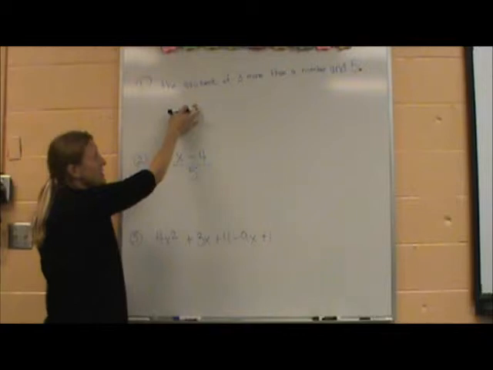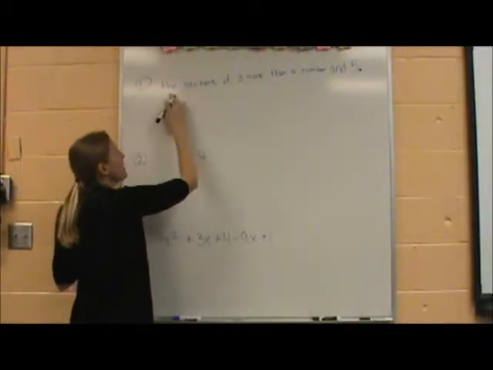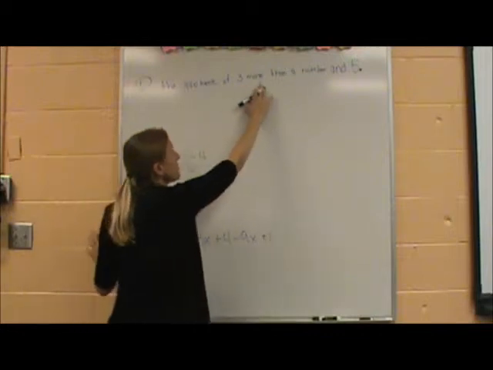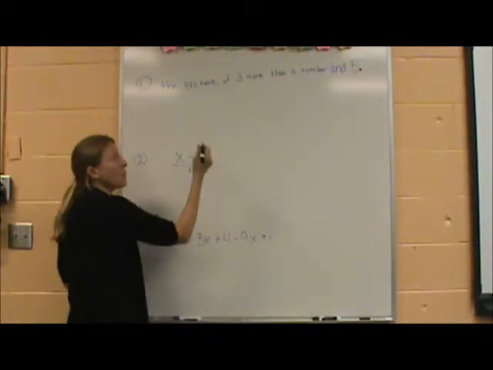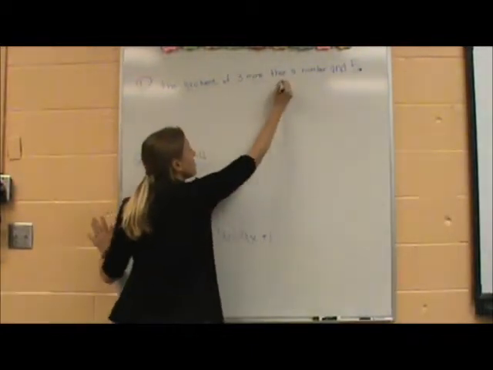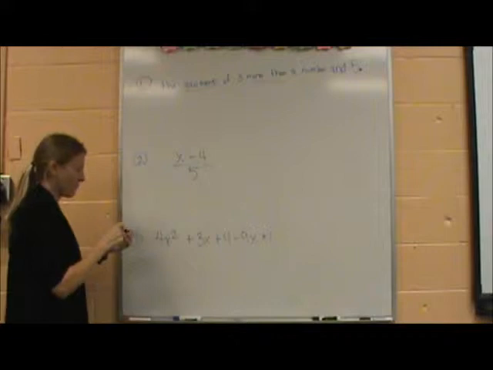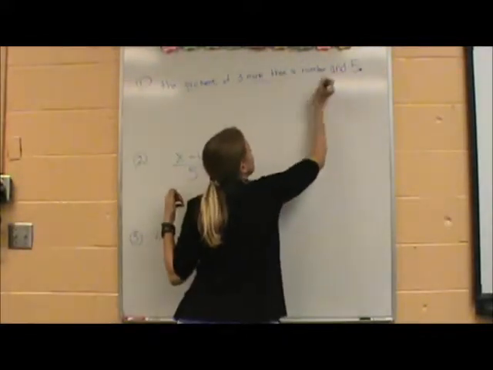Today we're going to do expressions. So first we're going to start off with our first one, the quotient of 3 more than a number and 5. First thing you want to do is mark your keywords. Quotient, more than. And you even want to mark the word and, because that's important.